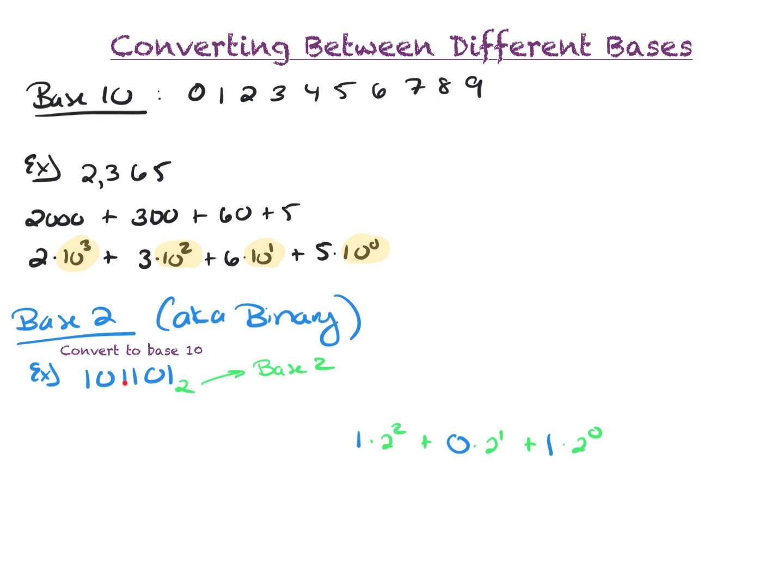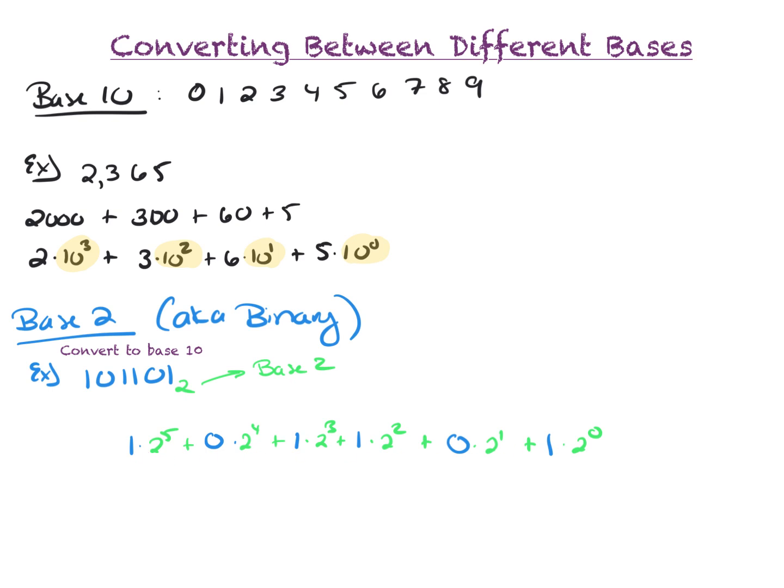Then I have 1 times 2 to the 3. I have 0 times 2 to the 4, but I'm going to include that just so we can see the pattern. And finally, I have 1 times 2 to the 5th. Cool. Okay, so this is how I'm going to convert base 2s into what we're used to, into base 10.